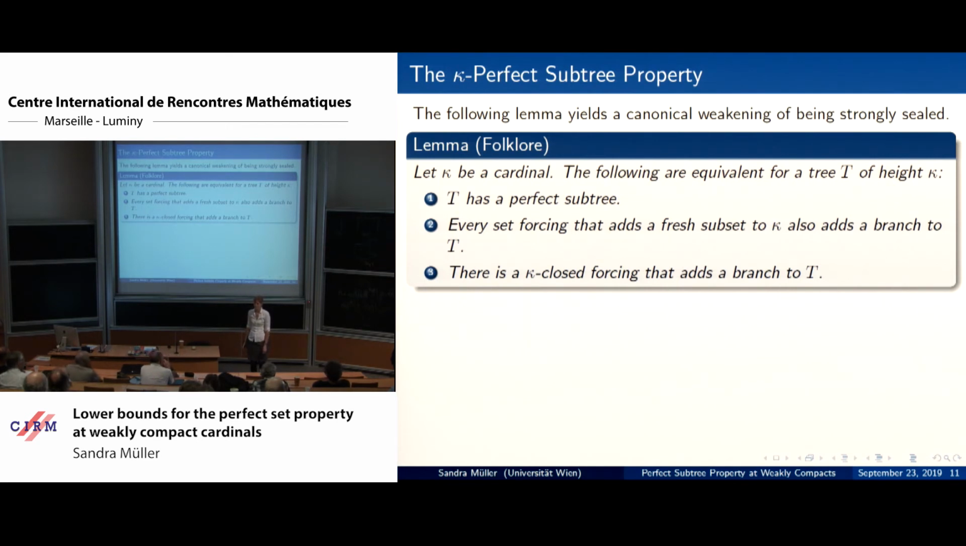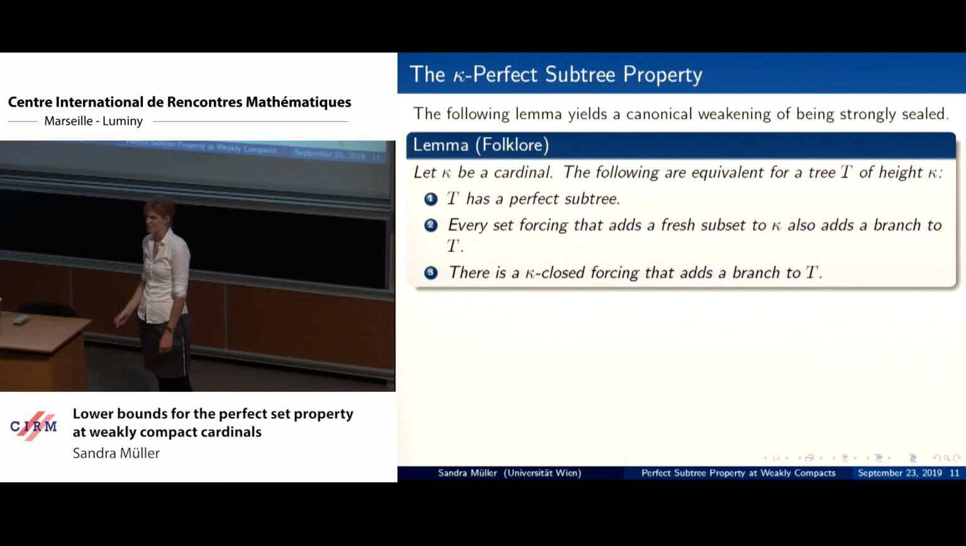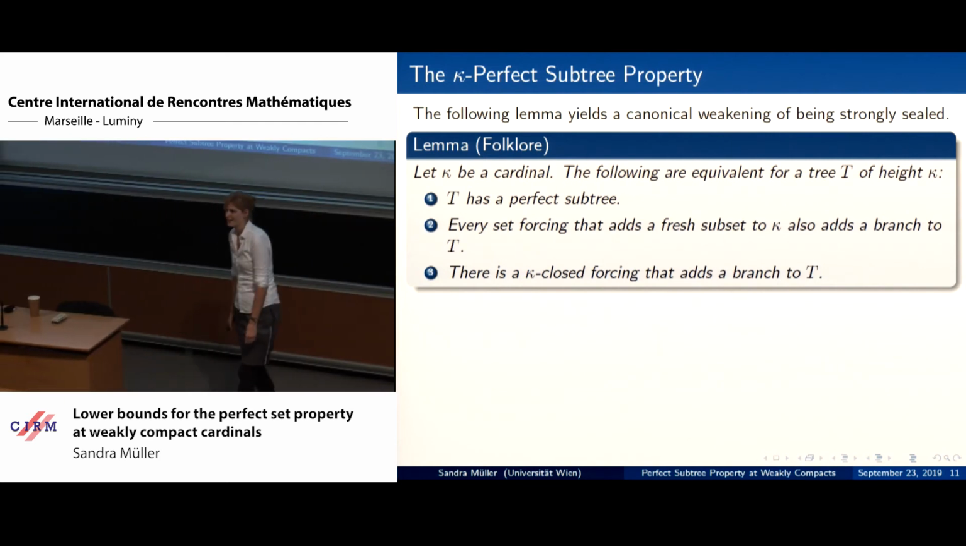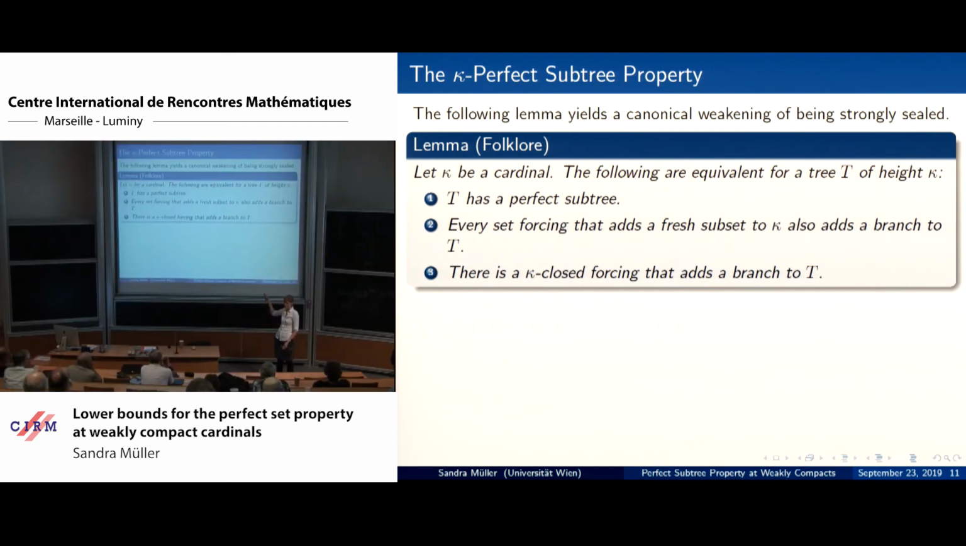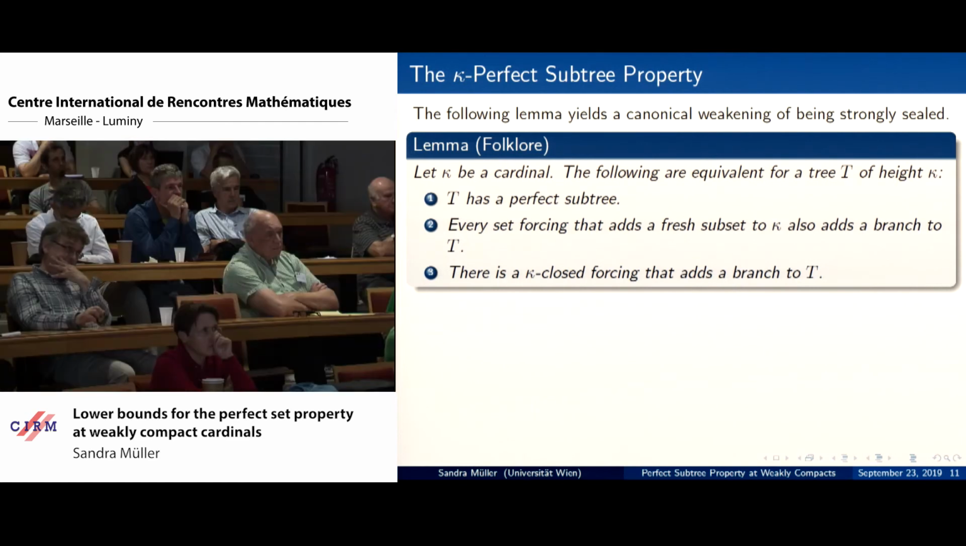No isolated branch, or you want to split in points to big club also? Perfect means that I can embed a copy of 2 to the kappa. Embed? Injective. And monotone. Yeah. I mean, I'm looking at trees, and if you want to, you can just assume that the trees are all on 2 to the kappa, maybe, by just some coding.